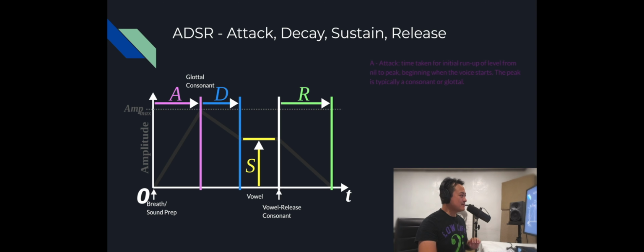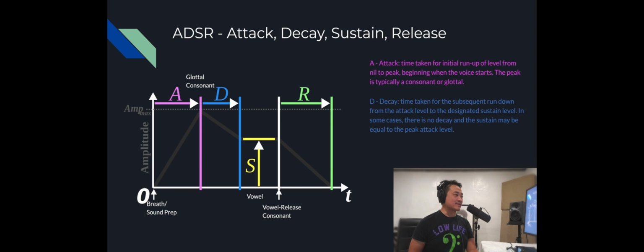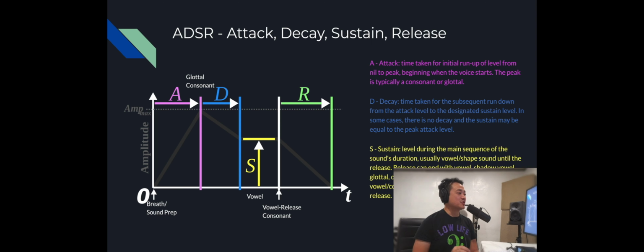Anyways, so the attack is the time taken for the initial run-up of level from nil to peak, beginning when the voice starts. The peak is typically a consonant or a glottal. And the decay is the time taken for the subsequent rundown from the attack level to the designated sustain level. In some cases, if there is no decay, the sustain may be equal to the peak attack level, or it may not be. The sustain is the level during the main sequence of the sound's duration, usually the vowel or shape of sound until the release.